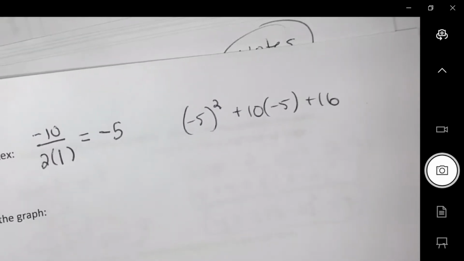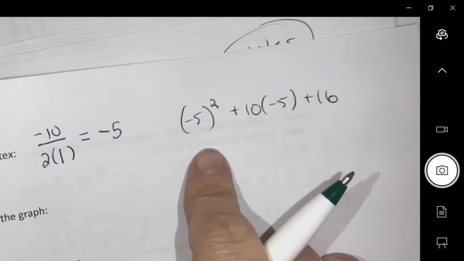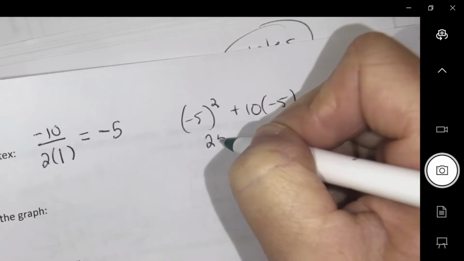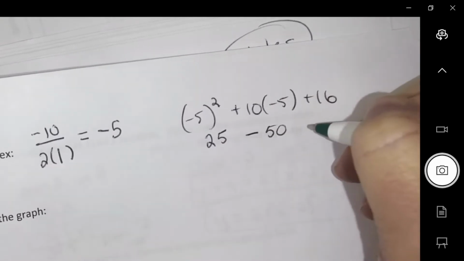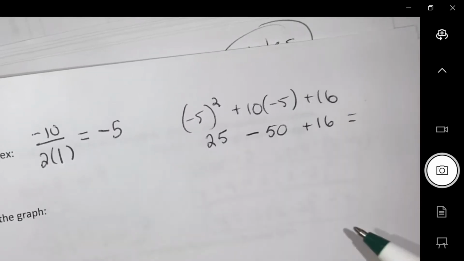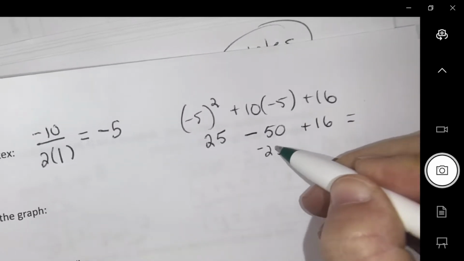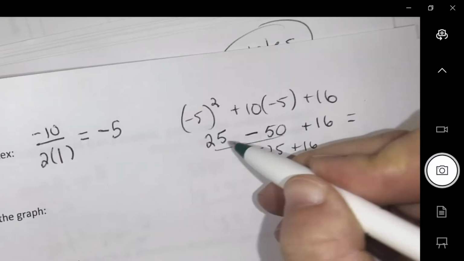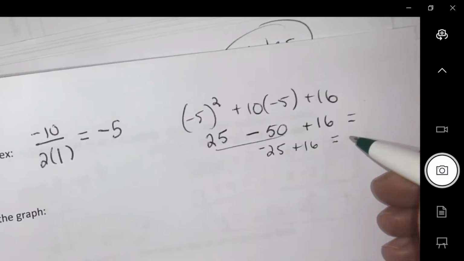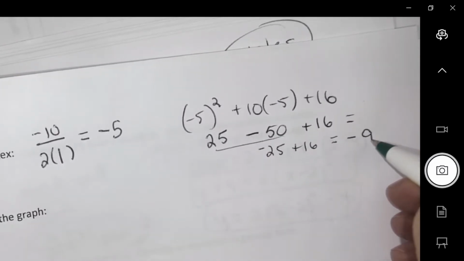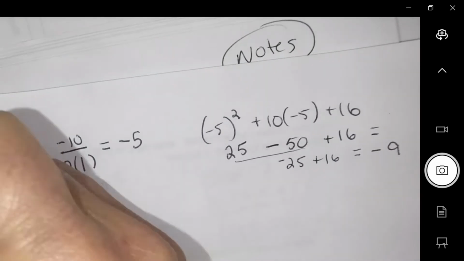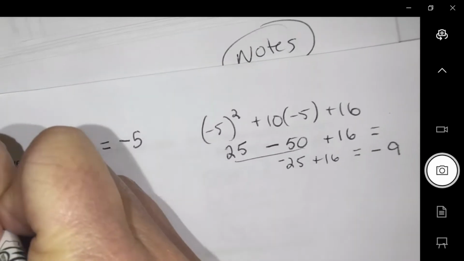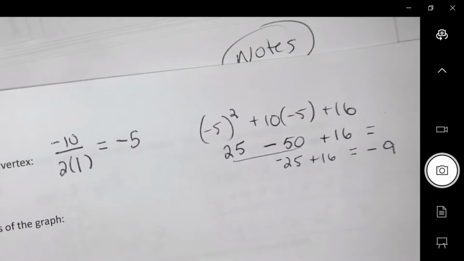So if you're a calculator person, please make sure you're putting brackets on that. I'm going to do it in my head. So positive 25, subtract 50, what is that, negative 9? Okay, so there's my vertex.